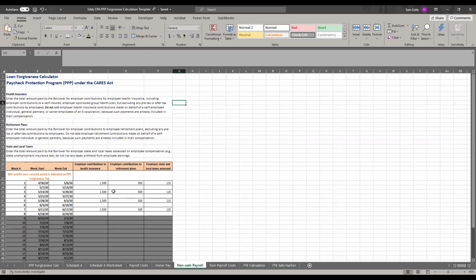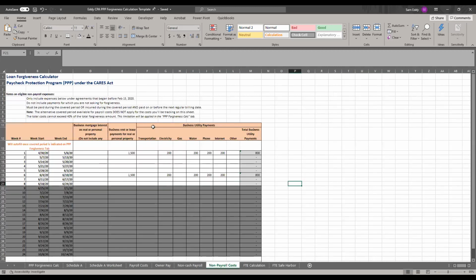We have the non-cash payroll. This is where you're entering your amount spent on allowed non-cash payroll items, which includes employer contributions to health insurance, employer contributions to retirement plans, and employer state and local taxes assessed. We have our non-payroll costs, which include your business mortgage interest, business rent or lease payments, and utilities with these various categories that are allowed.